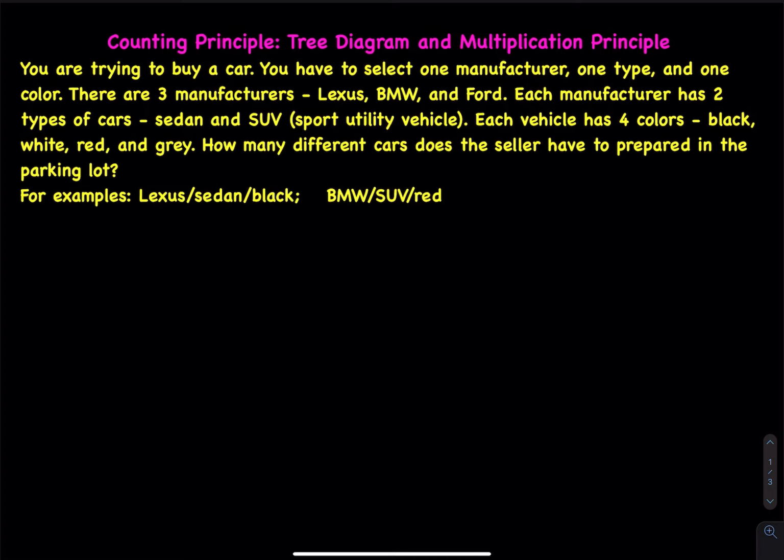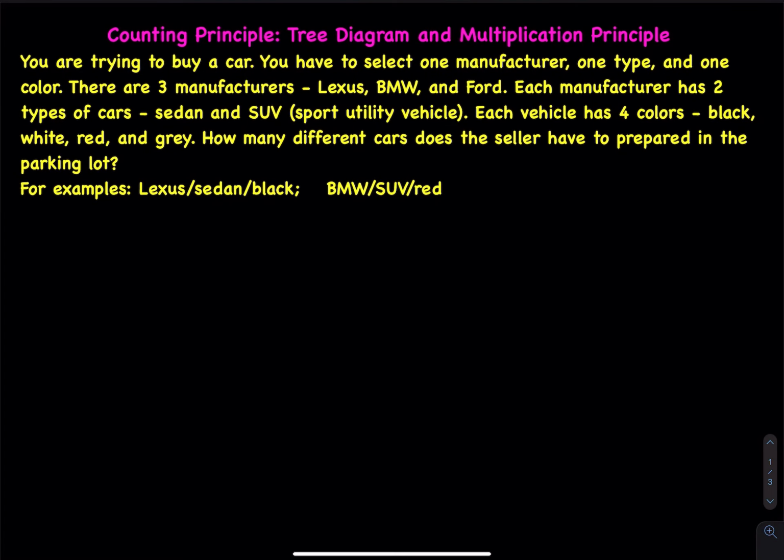So first of all, let's construct a tree diagram. How many stages do we have? There are three: manufacturer, the type, the color. For this first stage, you have three options: Lexus, BMW, and Ford. So this is how we construct a tree diagram. First, we draw three branches: the first one, the second one, and then the third one. And then we label them.